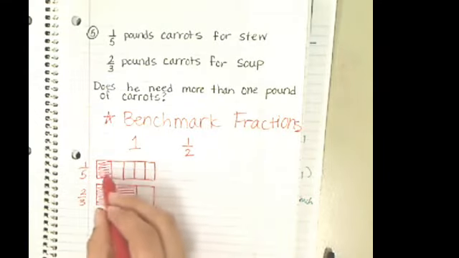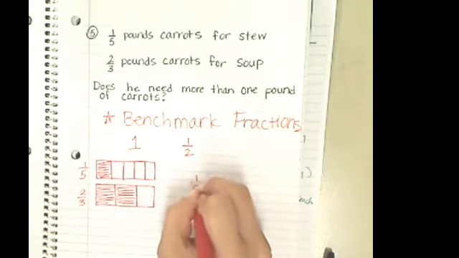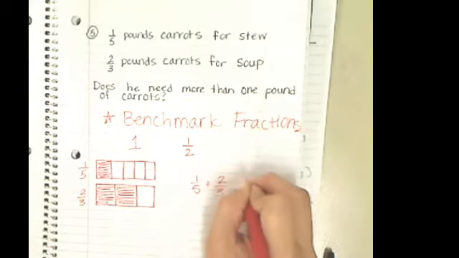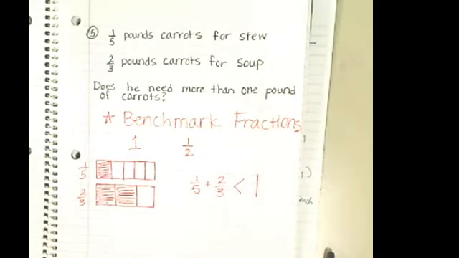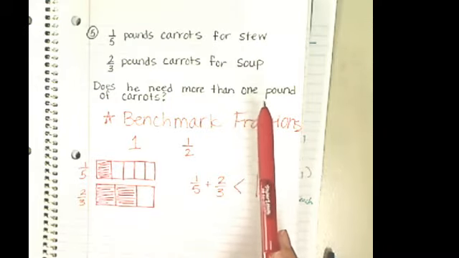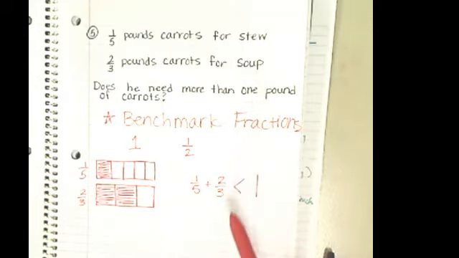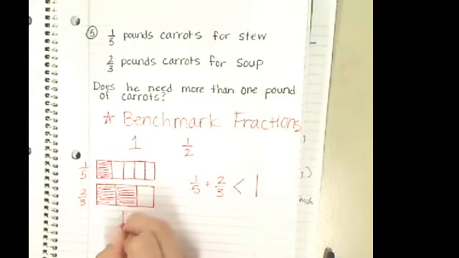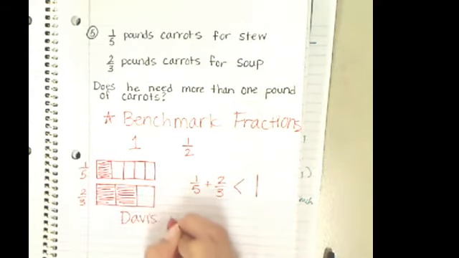So when I take 1/5 and 2/3, it's actually something that is less than 1. But Davis says that I would need more than 1 pound of carrots. Is he correct? Davis is not correct.